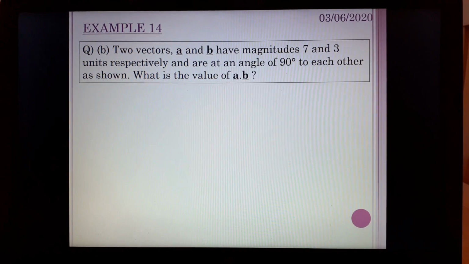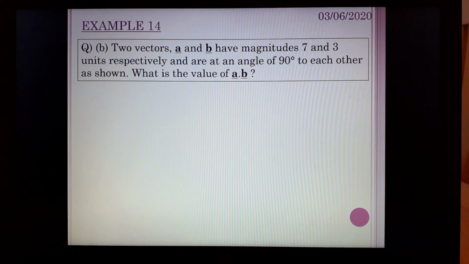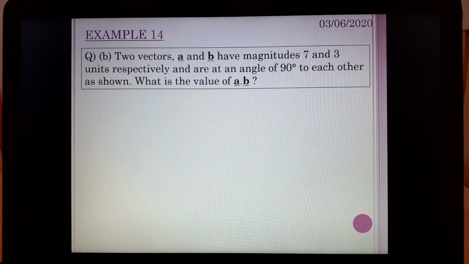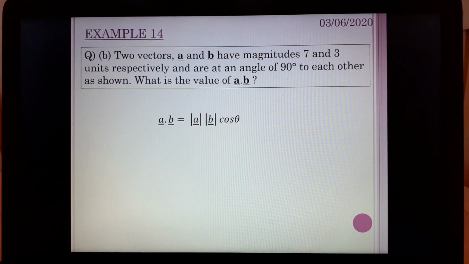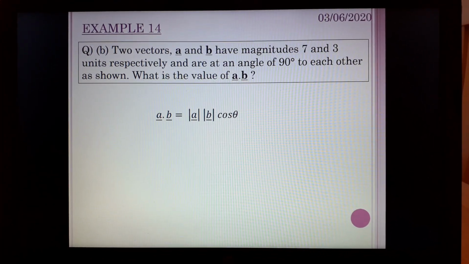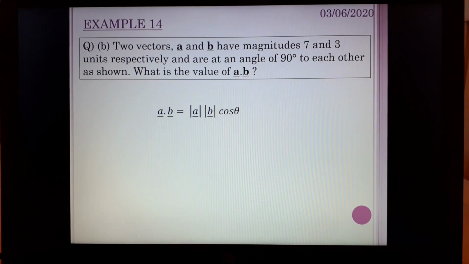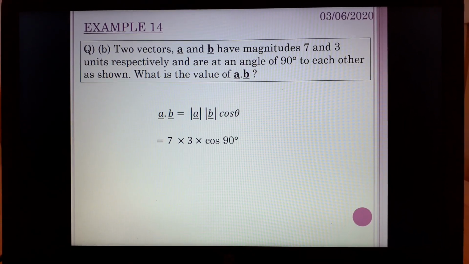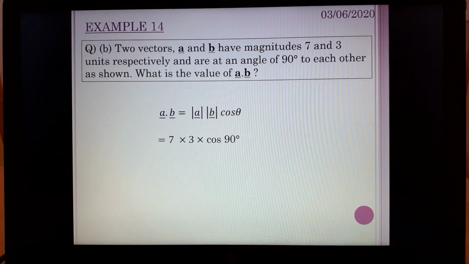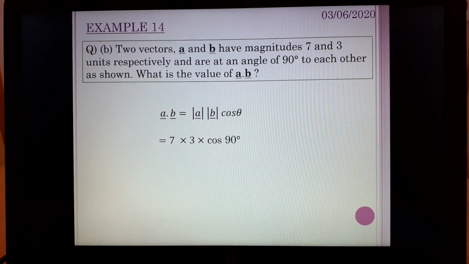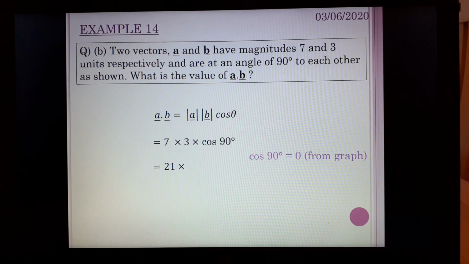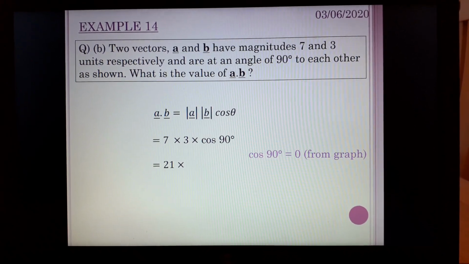Here we have a different question. A and B this time have magnitude 7 and 3. The angle is 90, so the angle between the two vectors is 90 this time. So we've got our magnitudes 7 and 3, and we have got an angle of 90. So 7 times 3 times the cos of 90. Now think about the cos graph. At x equals 90, that's where the cos graph crosses the x-axis, isn't it? So the cos of 90, we know from the graph, is 0.